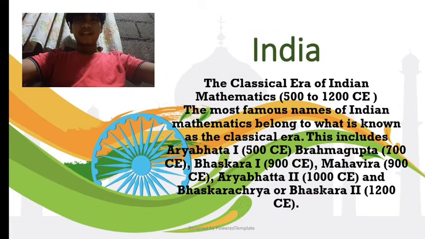The classical era of Indian mathematics is from 500 to 1200 CE. The most famous names of Indian mathematics belong to what is known as the classical era. This includes Aryabhata I, 500 CE, Brahmagupta, 700 CE, Bhaskara I, 900 CE, Mahavira, 900 CE, Aryabhata II, 1000 CE, and Bhaskara II, 1200 CE.